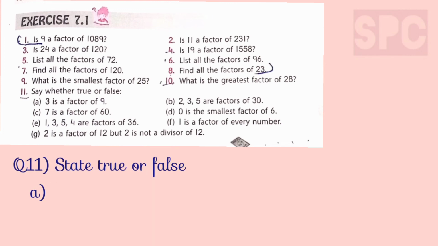Question number A, 3 is a factor of 9. So as we know, 3 3s are 9. 9 appears in the table of 3 and it is completely divisible by 3. So yes, 3 is a factor of 9.